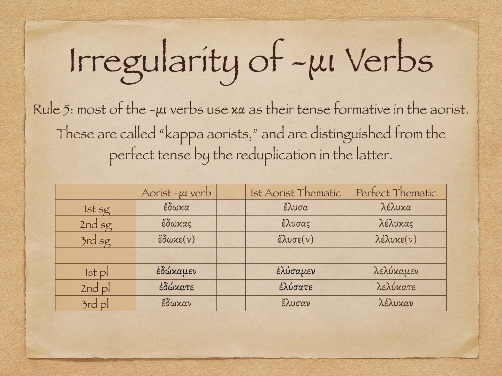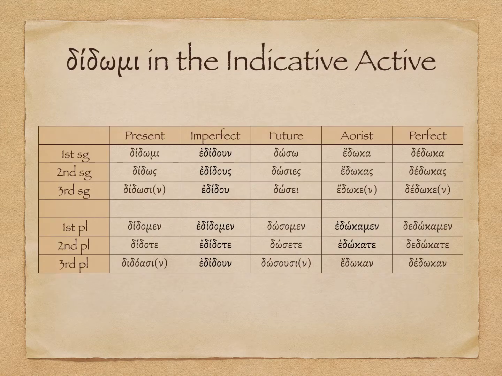And you can see it here. Aorist of mi verbs, and then the first aorist thematic, and then the perfect thematic here. Again, that perfect always has the reduplication, the aorist does not.